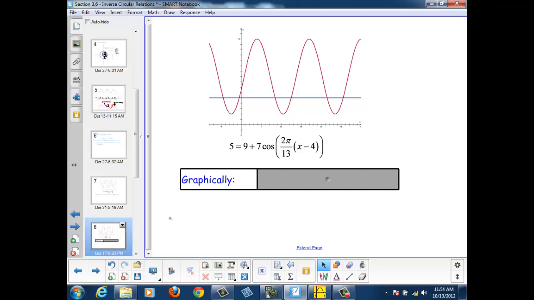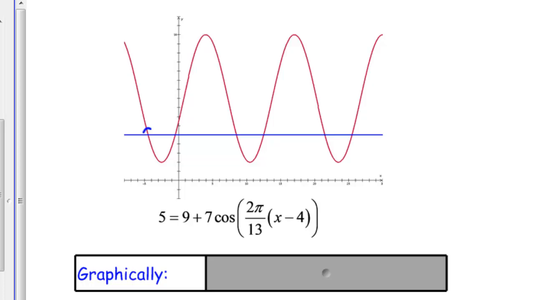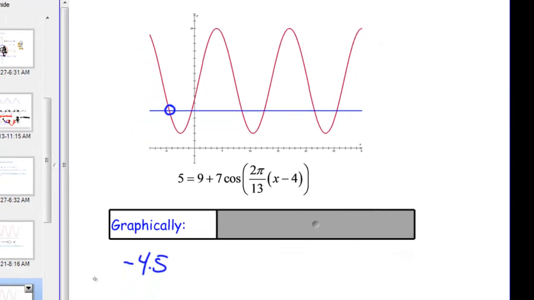For the graphical approach, we simply look at the graph and read our x values to an approximation where the two lines, or the line and the curve, intersect. So, the first time they intersect is right here. And we'd estimate that looks like about negative 4.5. Then we see another intersection just to the left of the y-axis. Looks like about negative 0.5.